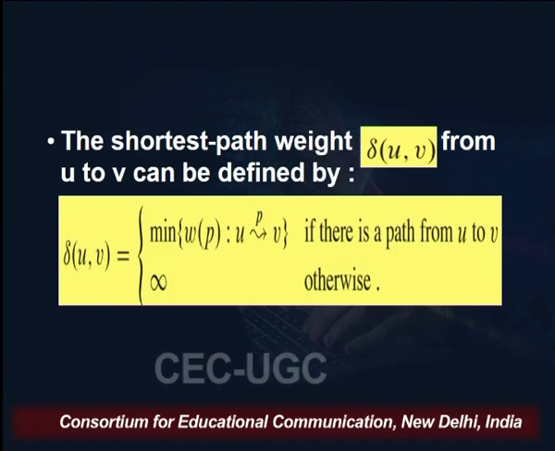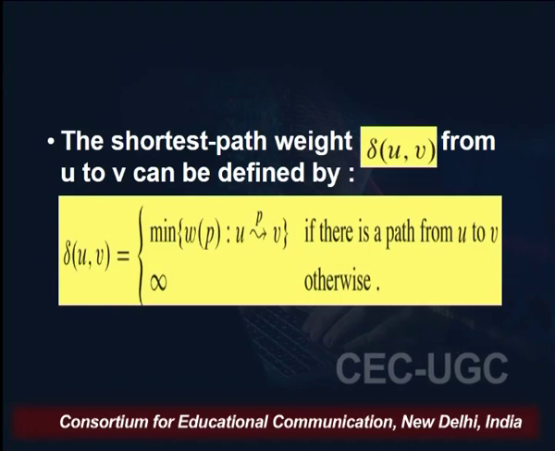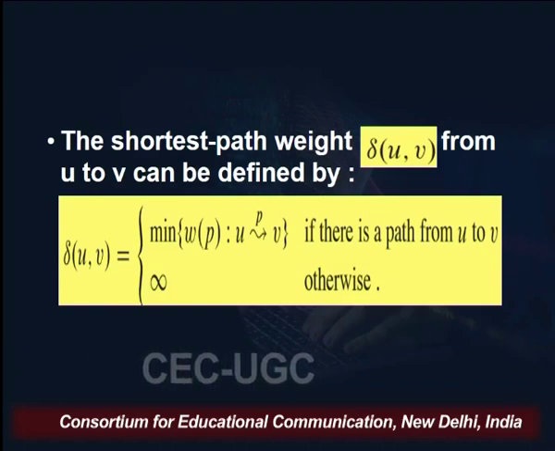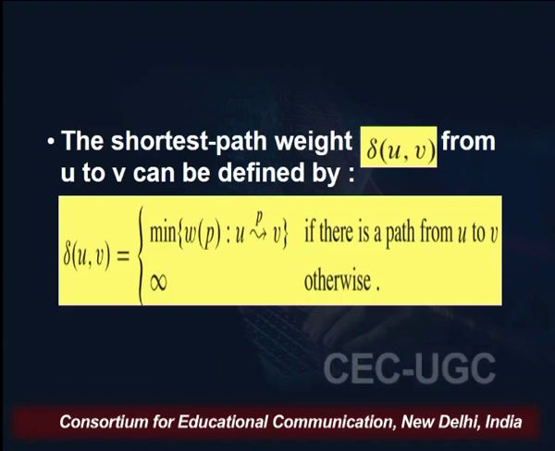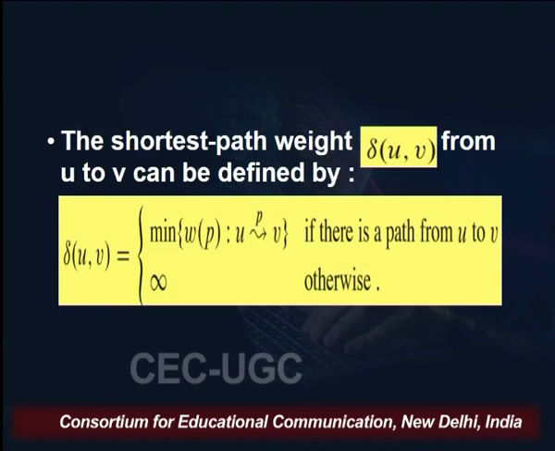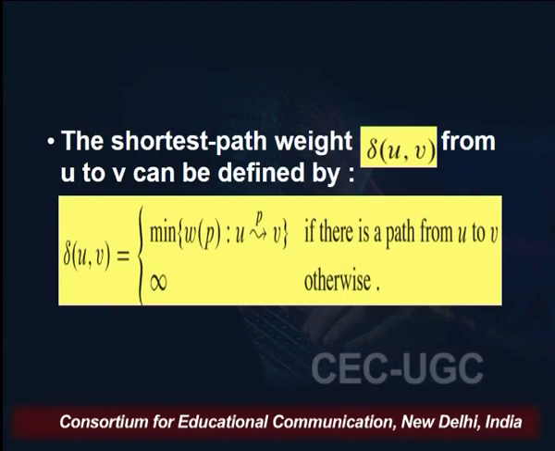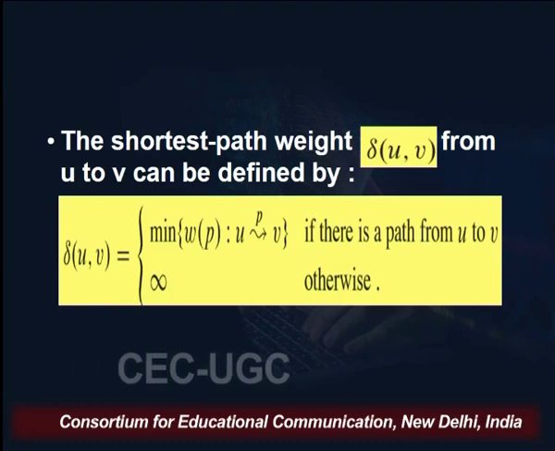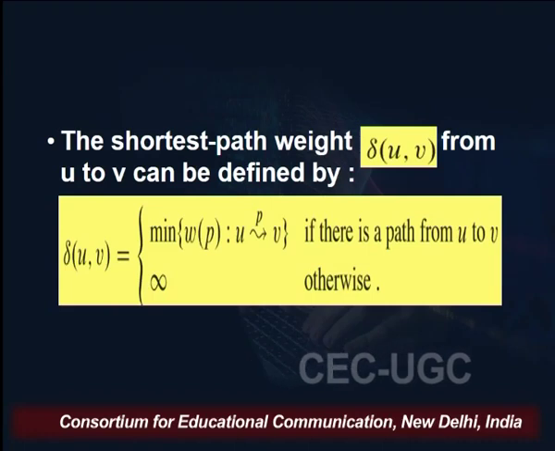And if we are going to define it mathematically, so this delta U comma V is the shortest path weight, and this is going to be infinity if there is no path from U to V. So, these U and V can be two disjoint components or disjoint vertices of a graph. If there is such a situation that there is no path from U to V, then the shortest path weight will be denoted by infinity.